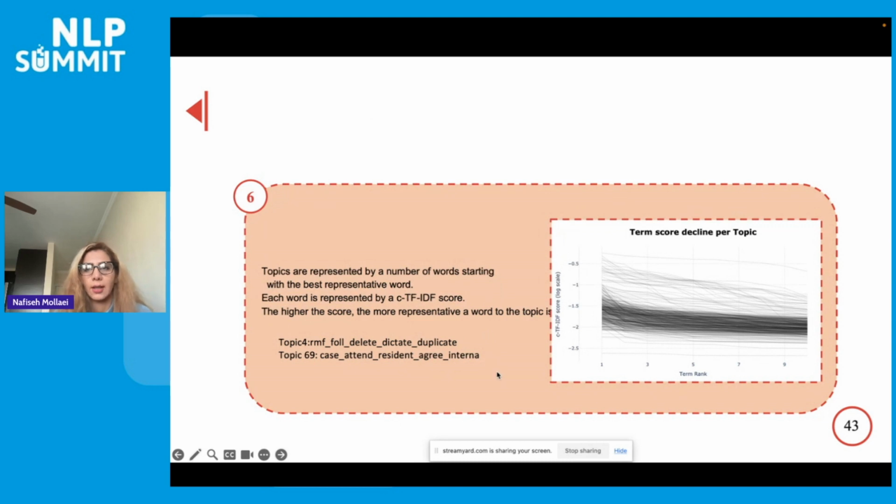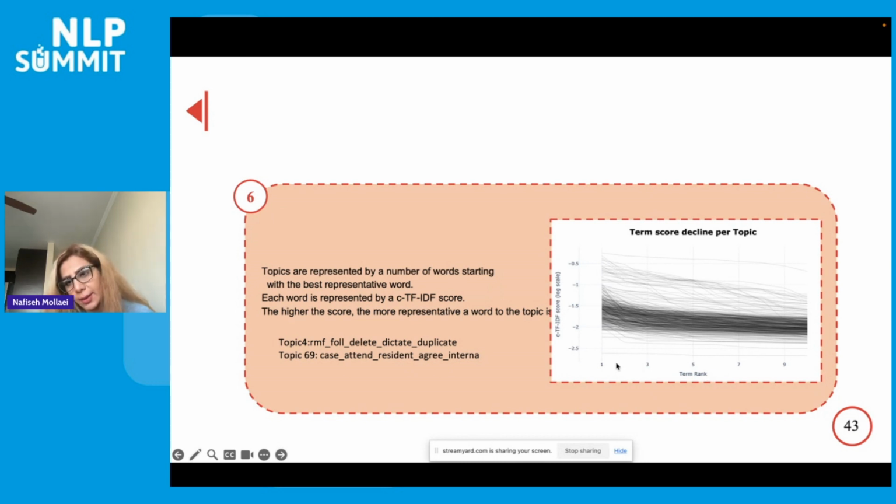And here is another kind of visualization that shows which topics are more trending in our overall evaluation. Topics are represented by a number of words, starting with the best representative word, and each word is represented by a class-based TF-IDF score. The higher the score, the more representative the word is of the topic. This figure shows the class-based TF-IDF score on a log scale against term rank.